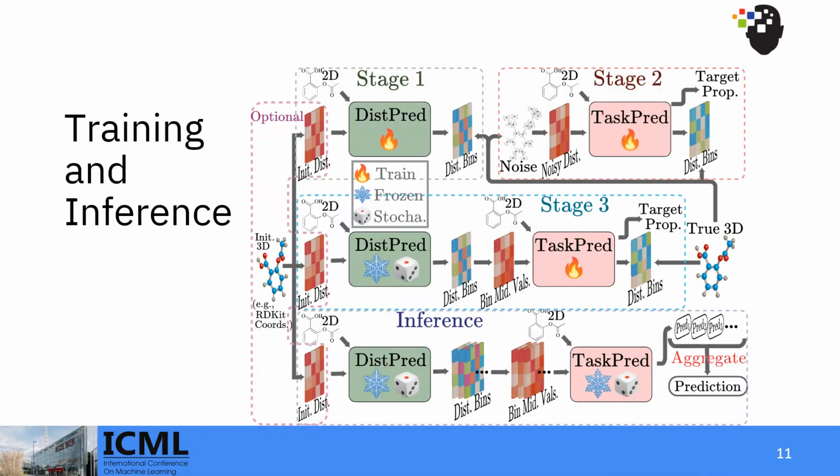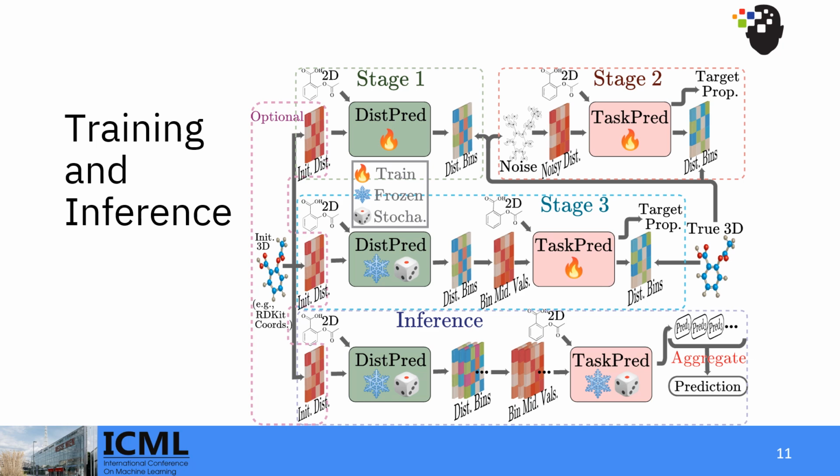Let's discuss our model architecture and training methodology. Our approach revolves around two cascading TGT models, a distance predictor and the task predictor. Training consists of three main stages. In stage 1, we train our distance predictor. This model takes a 2D molecular graph as input, along with an optional initial distance estimate. It is trained to predict interatomic distances, which are output as binned values.